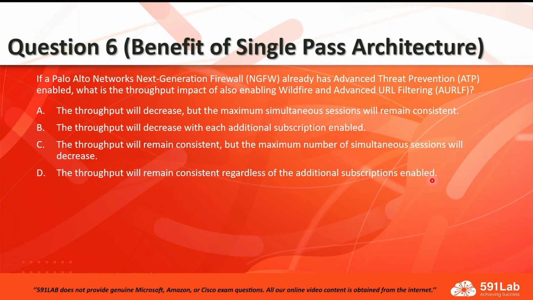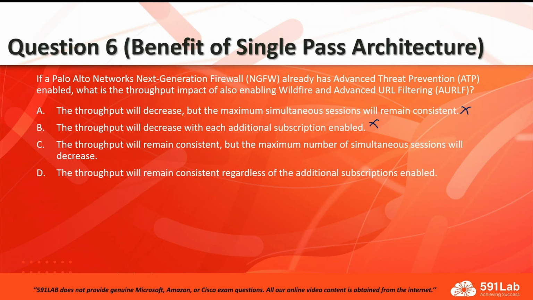From these options, we need to check each option. As we know the benefit of single pass architecture, let's check the options. Option A says the throughput will decrease, but the maximum simultaneous sessions will be consistent. This is not the answer because we can improve the performance by using the single pass architecture. Option B, the throughput will decrease with each additional subscription enabled. No, because we have the flexibility on which feature we want to enable.